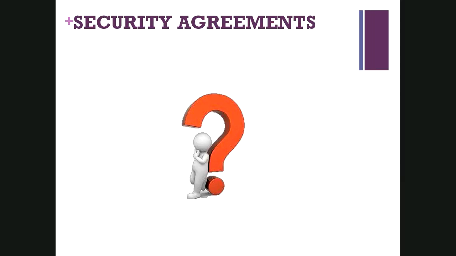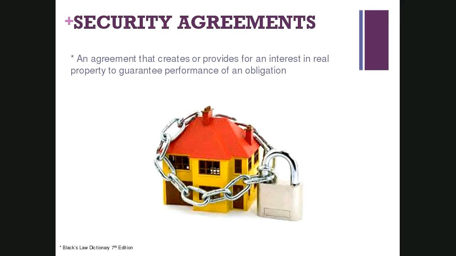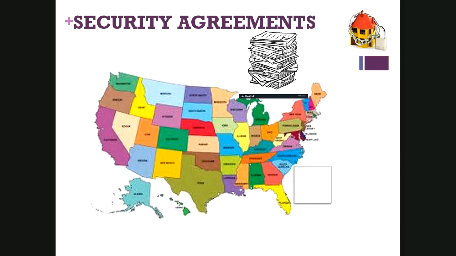So now we're going to take a closer look at the security agreements. Remember, a security agreement is a document that creates an interest in the real property and it guarantees performance of the obligation to pay back the debt. So depending on where you live in the United States, it's going to depend on which type of security agreement you're going to use.